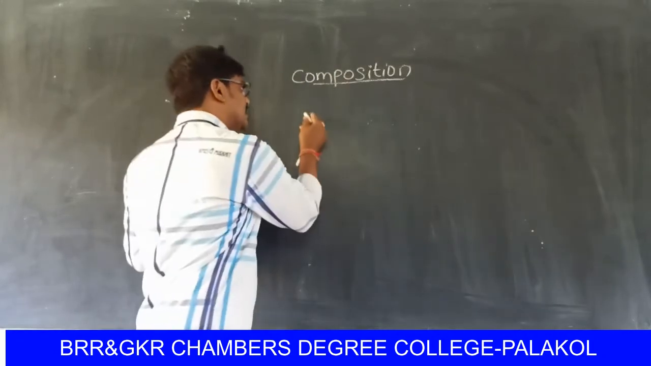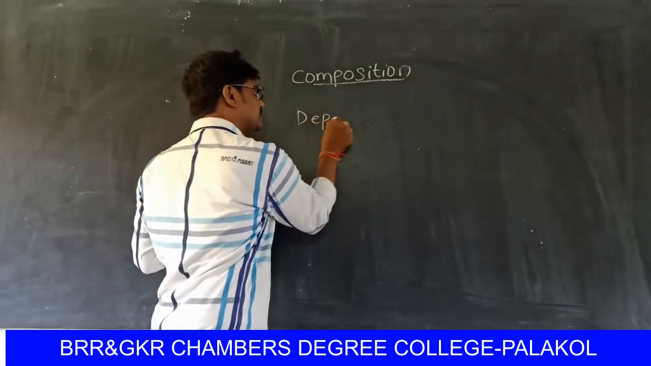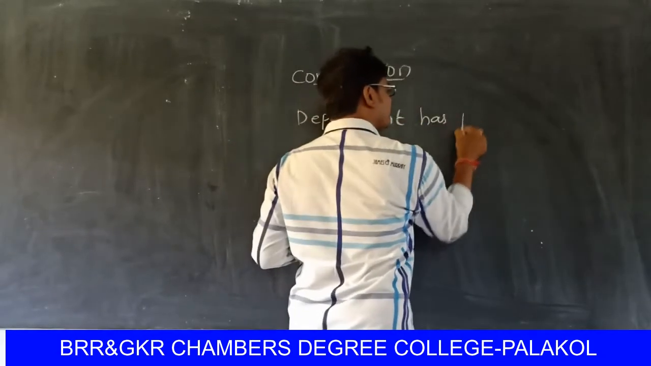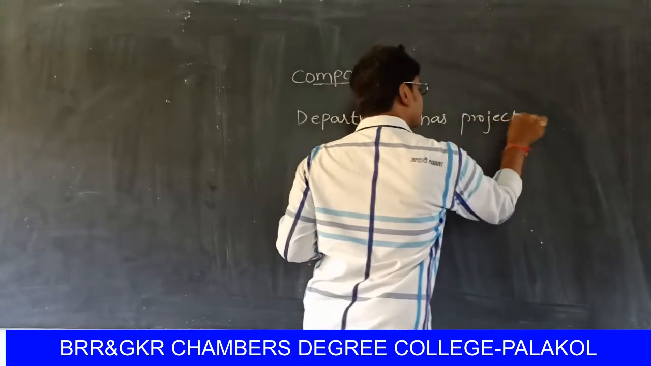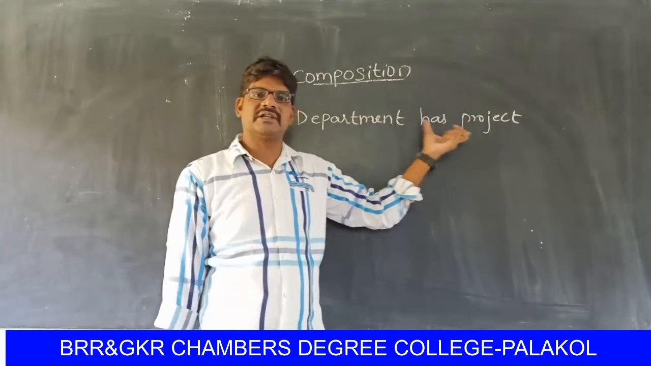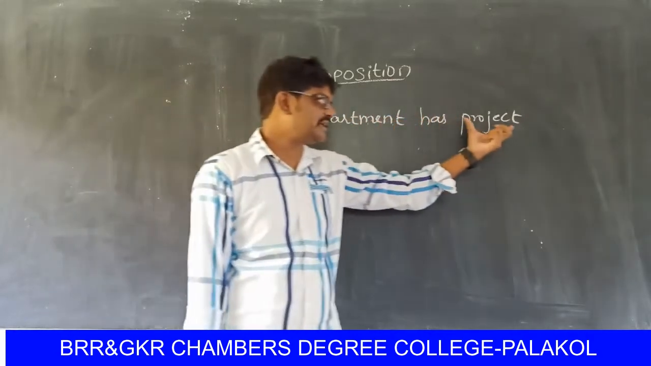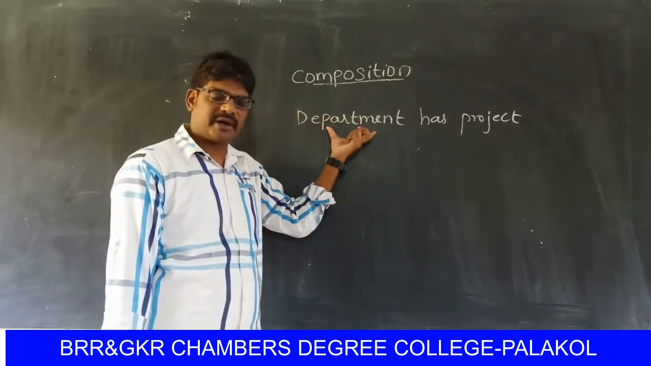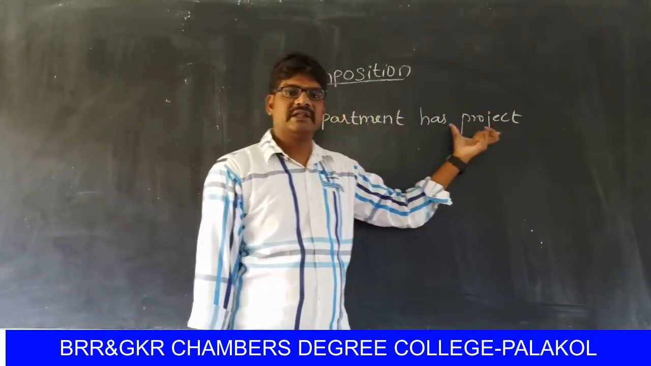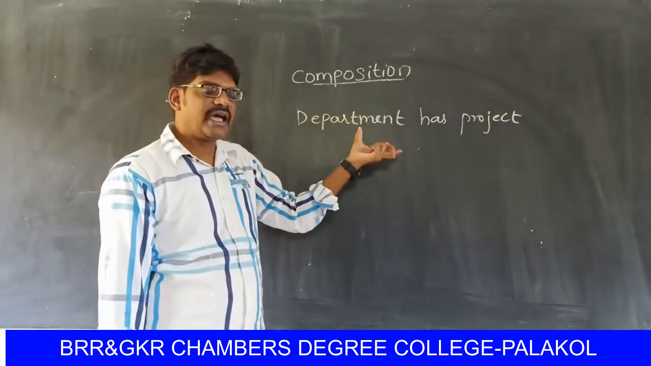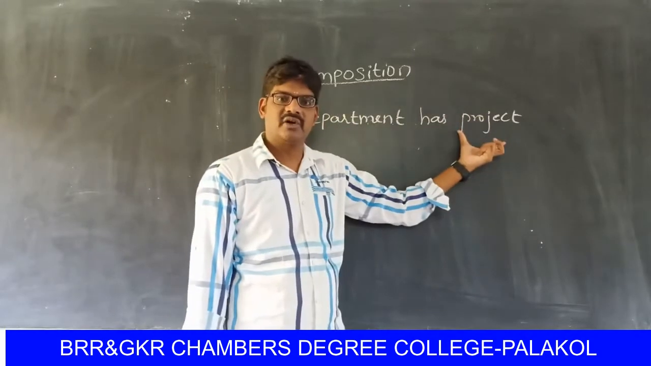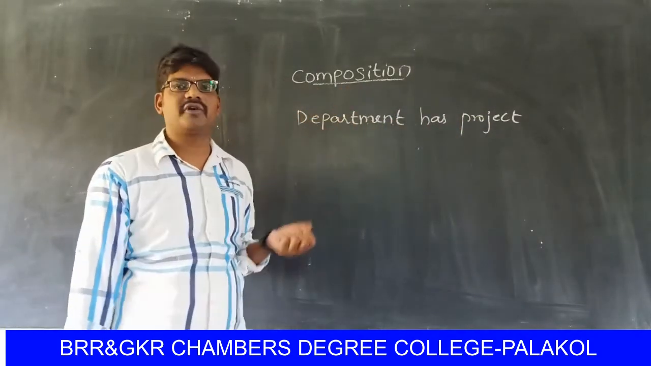For example, I am taking one business rule: department has project. Each project is associated with a particular department. Here, if a department cannot exist, there is no project. It cannot be a project without a department. So if the department cannot exist, there is no project. So this is the example of composition.